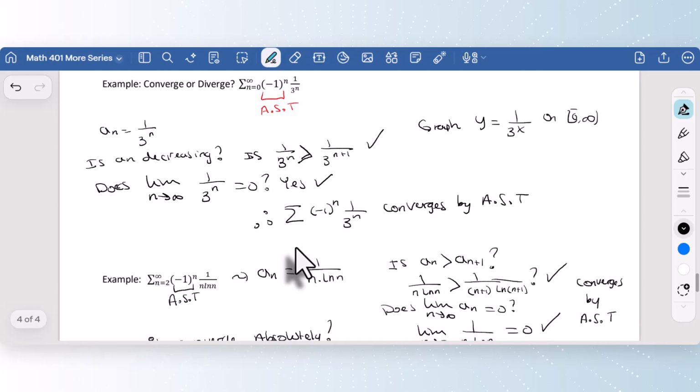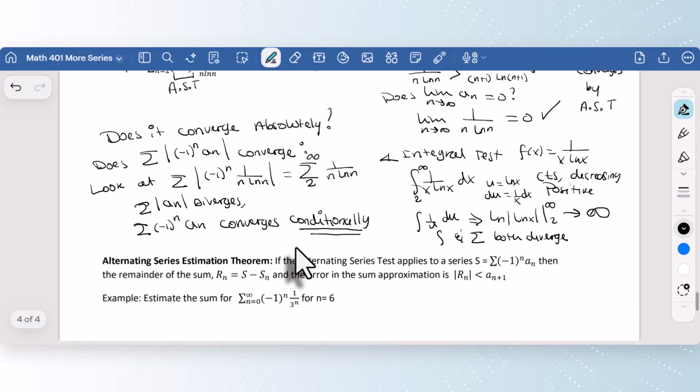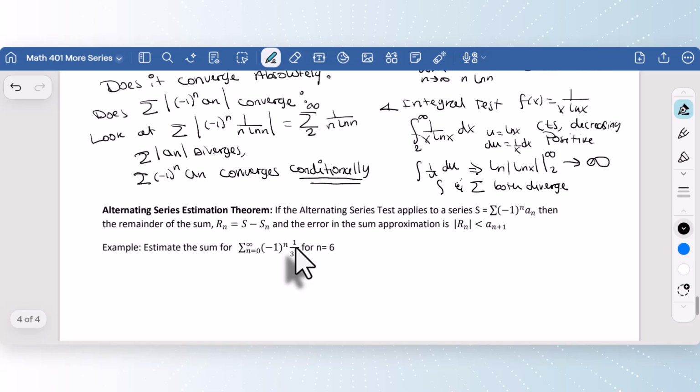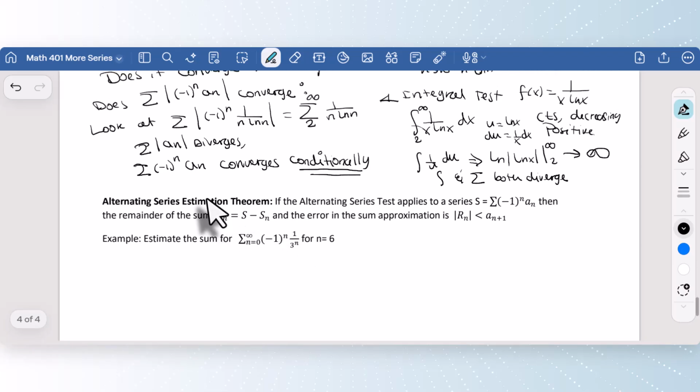So that's another layer to the alternating series test. Let me record a different video for the estimation theorem.